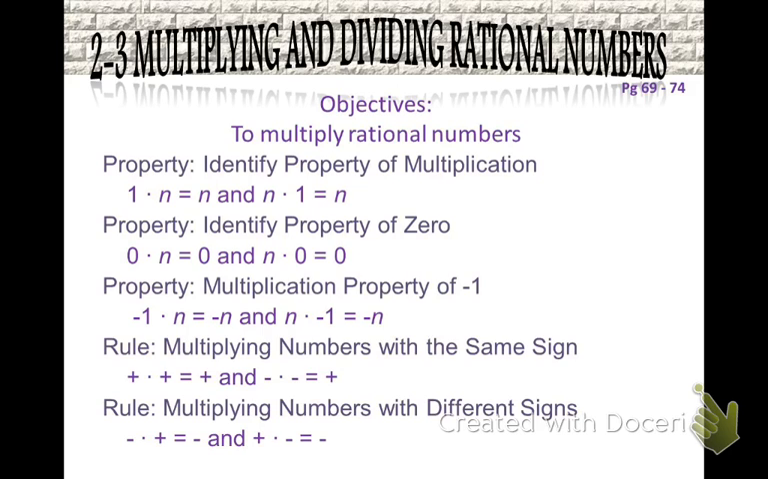The identity property of 0 is 0 times a number equals 0. The multiplication property of -1 is -1 times a number will equal its opposite. So -1 times 8 equals -8. And if you multiply by the same sign, you will get a positive answer. If you multiply by different signs, you will get a negative answer. Those are rules. They do not change.